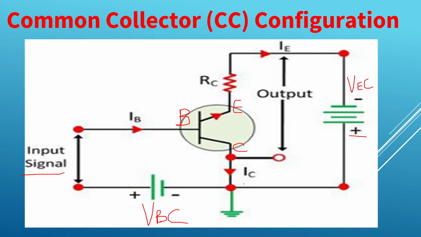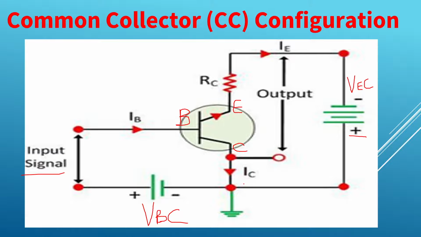So here, this common collector configuration, you can even call it as emitter follower. Okay, you can call common collector configuration as emitter follower. So here, collector is common to both input and output. So this sort of common collector is useful for matching impedances in the circuits or for buffering the signals. So if I want to buffer the signals, I can go for common collector configuration. If I want to match the impedances for the given circuits, I can go for common collector configuration.